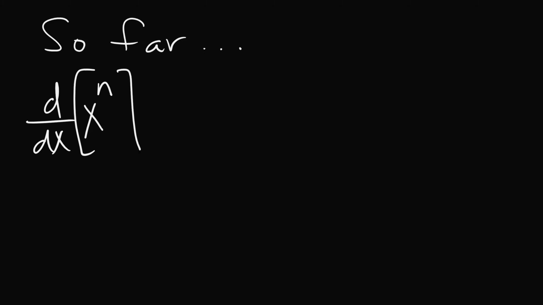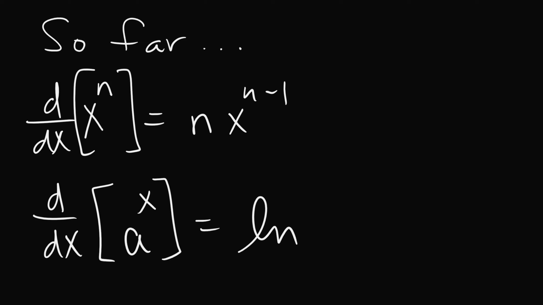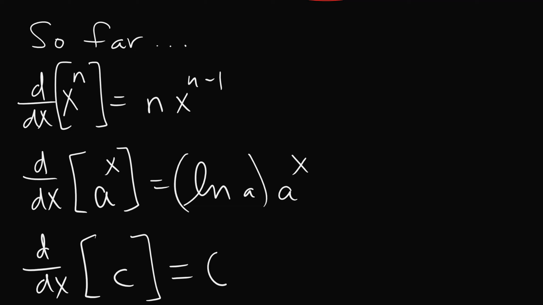Let's check in where we are so far. So far we can take the derivative of x raised to any constant, it doesn't have to be a positive integer, any real number, and we know that that derivative is just n times x to the n minus 1. And we know how to take the derivative of an exponential function where we have a constant base and a variable in the exponent. And this is just the natural log of the base times the whole exponential function. And we also know how to take the derivative of a constant. That one's very simple, right? The derivative of a constant is just 0.